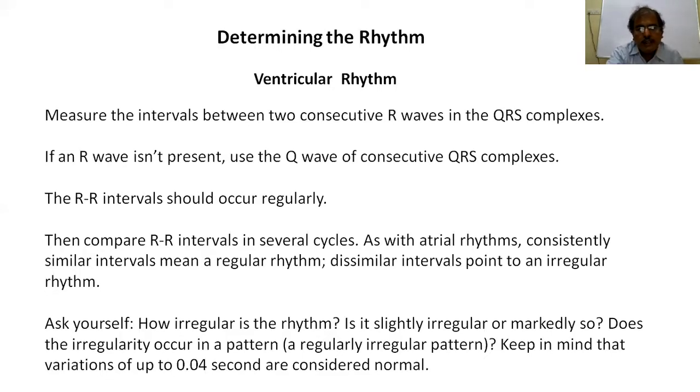That means a regularly irregular pattern is seen in the ECG or not. So these things we will again further discuss when we discuss the arrhythmias. Keep in mind that variation of up to 0.04 second is considered normal. That means one small box, one small square, is considered normal. As I told you, there are two methods to find out the rhythm: the paper and pencil method and the caliper method.